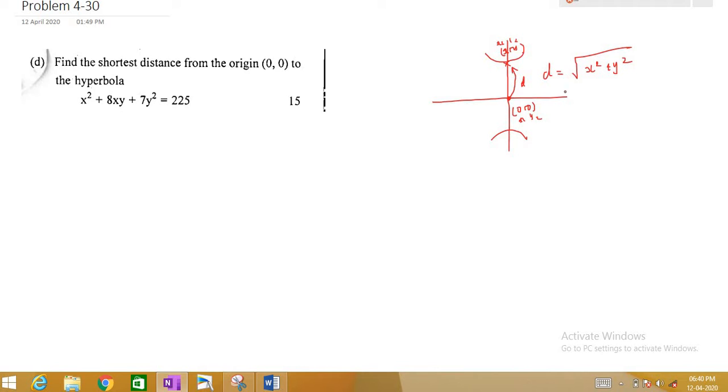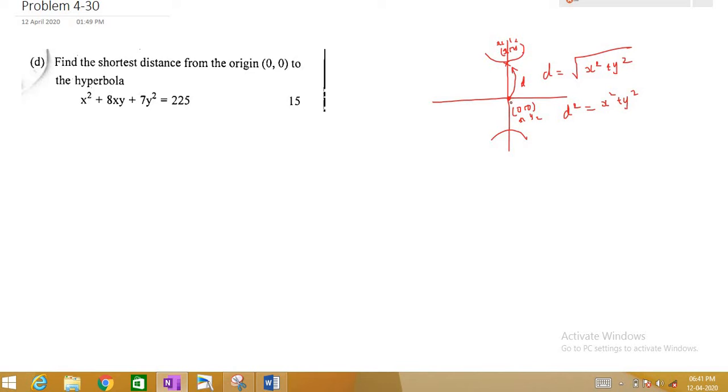Since we have a square root here, I'm going to find d square, that is x square plus y square. If I have a root in the problem, it will be a little hard to find the solution, so I'm just finding the square. So we have to find the minimum value.